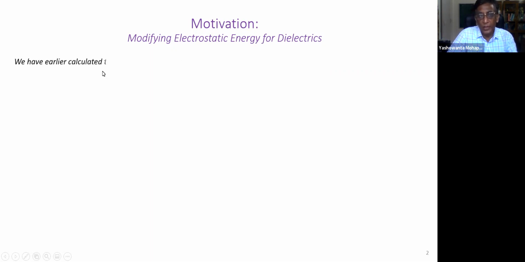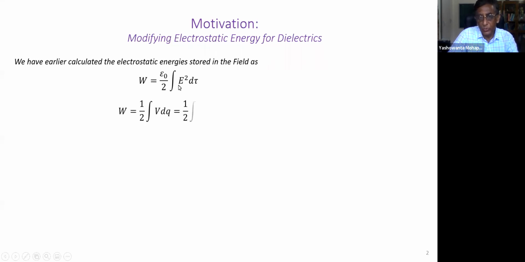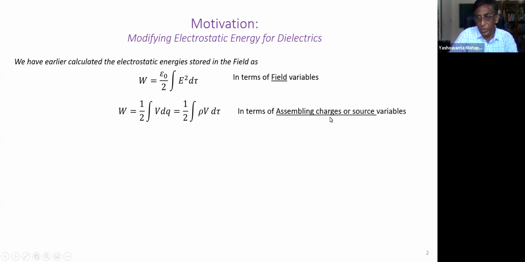So we have earlier calculated the electrostatic energies stored in the field as epsilon by 2 E squared d tau, or half V dq. Half V dq can be rho V d tau for continuous charge distributions. Now this was in terms of field variables, and this is in terms of source variables, okay, assembling charges of our source variables. These were the two extremes.